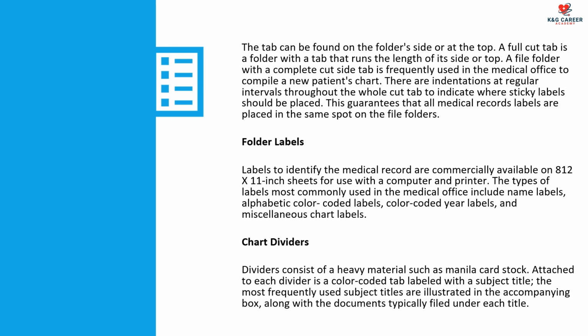Chart dividers. Dividers consist of a heavy material such as manila cardstock. Attached to each divider is a color-coded tab labeled with a subject title. The most frequently used subject titles are illustrated in the accompanying box, along with the documents typically filed under each title.